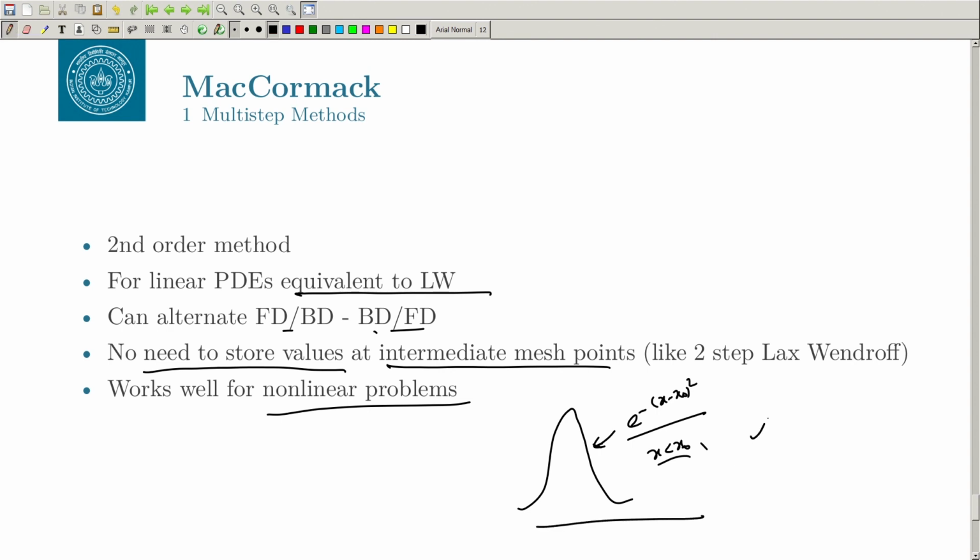I will look at the sine function, and then I will also look at the step function. Why step function? Because you know that there is a discontinuity here, and as we have seen, you might get some wiggles there. And we will check it for the linear problem and the nonlinear problem.